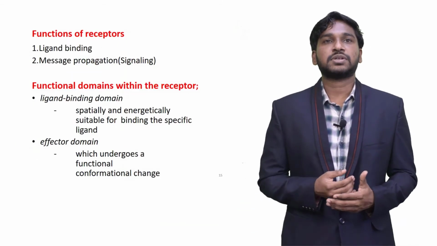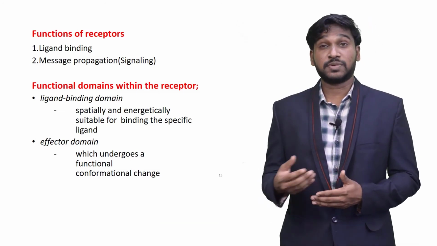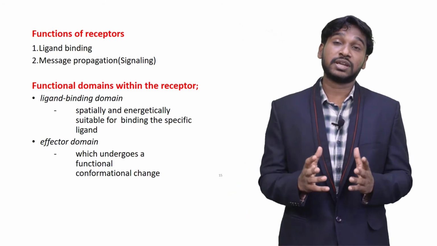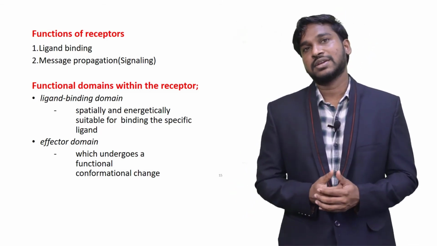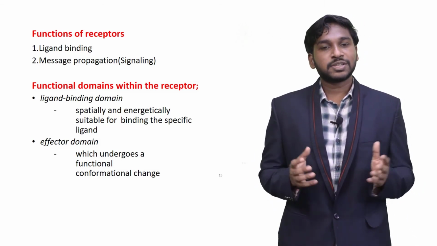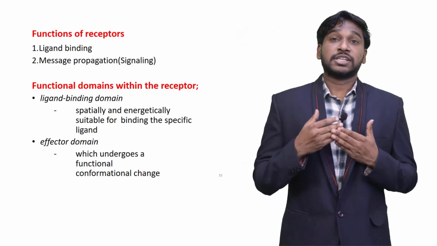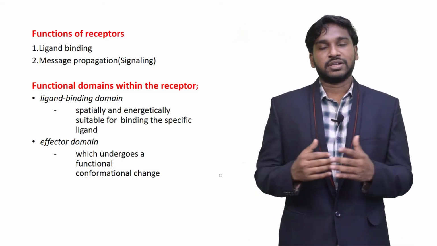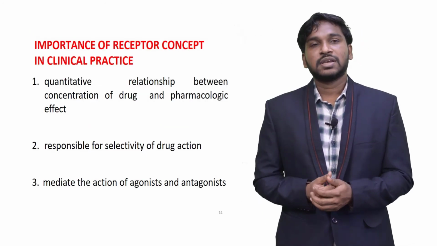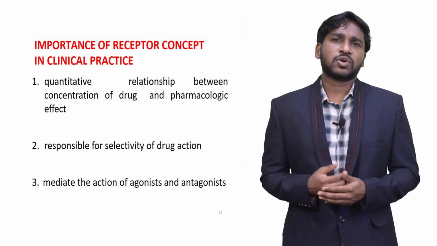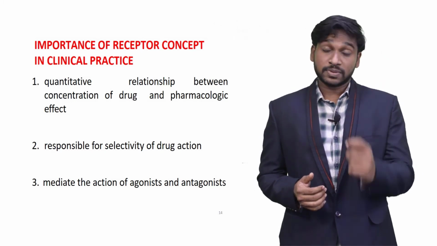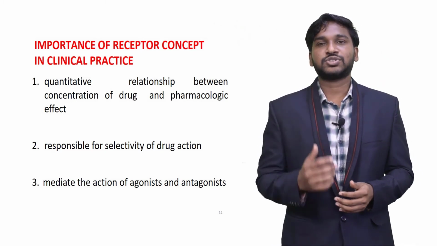The functions of receptors are ligand binding, message propagation through signaling, and functional domains within the receptor. The ligand-binding domain is spatially and energetically suitable for binding the specific ligand, and the effector domain undergoes a functional conformational change. A receptor's effect may be exerted directly on its cellular target, or effector proteins may be conveyed by intermediate cellular signaling molecules, called transducers. In conclusion, receptors largely determine the quantitative relationship between the concentration of the drug and the pharmacologic effect, and they are responsible for the selectivity of drug action. They mediate the action of agonists and antagonists.